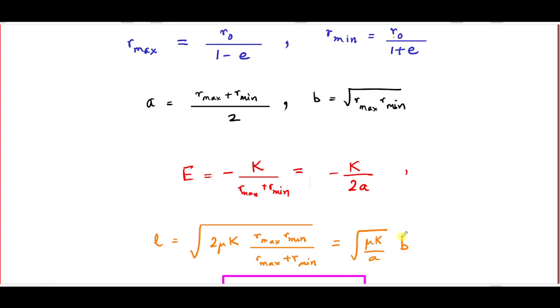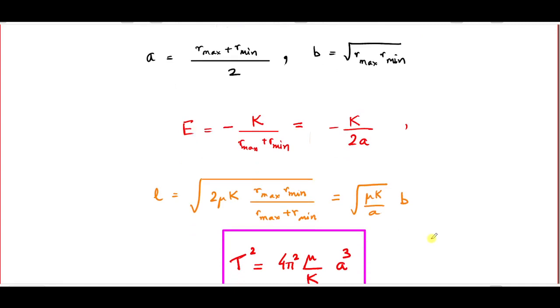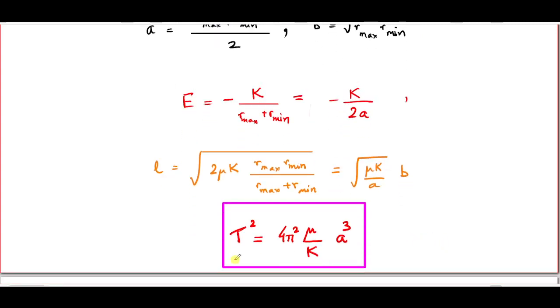And using these results, we had given a geometrical proof in the last lecture of Kepler's third law, that the square of the time period of an elliptical orbit is given by 4π squared μ by K times a cubed. That is, the square of the time period is proportional to the cube of the semi-major axis. This, of course, is Kepler's celebrated third law, which he discovered through meticulous observations done on the planets.